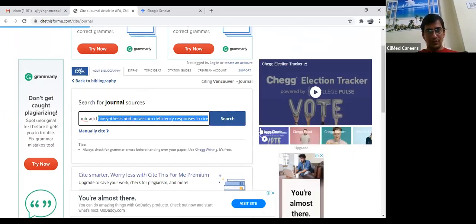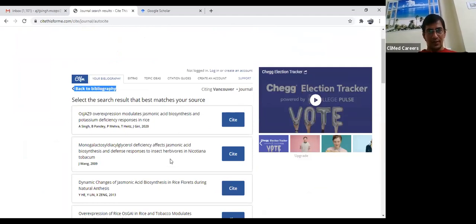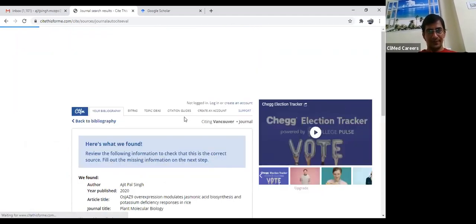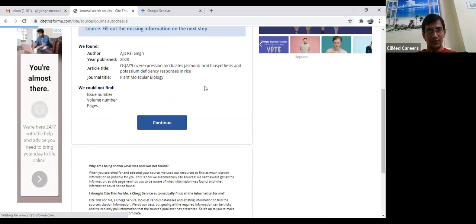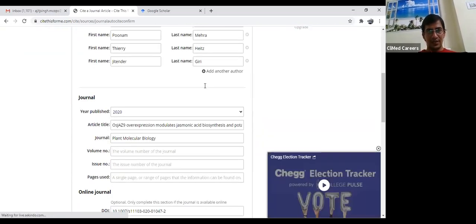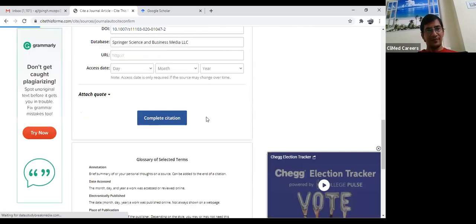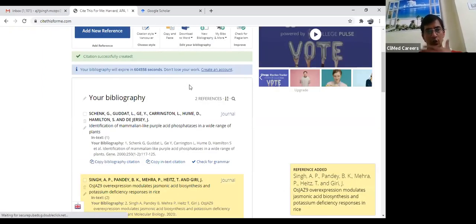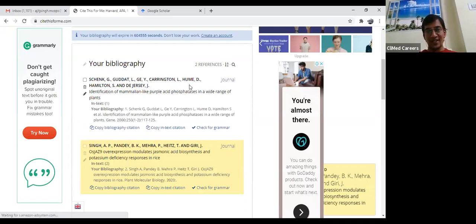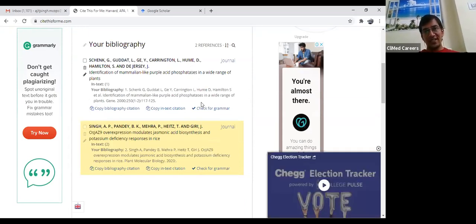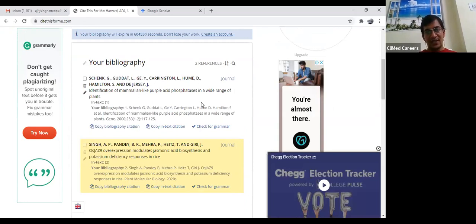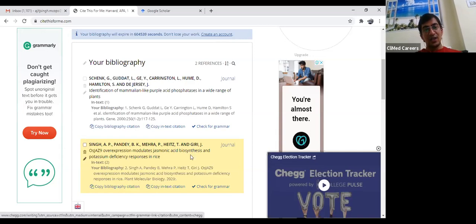Yeah, here it has come here, cite, continue, right, and complete citation. So without login also, if you are running this site from any computer, your bibliography is saved for 15 days. Like if I am running this site from this computer, my bibliography will be saved here for the next 15 days, even without login, even without creating an account.